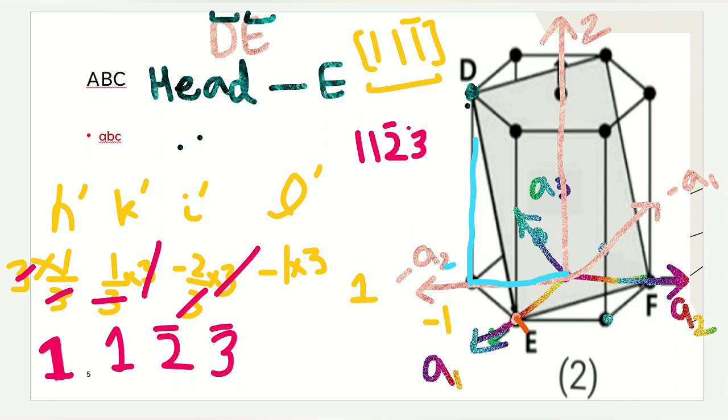Okay, these are the Miller-Bravais indices for the DE direction. Now let's move towards the EF direction.